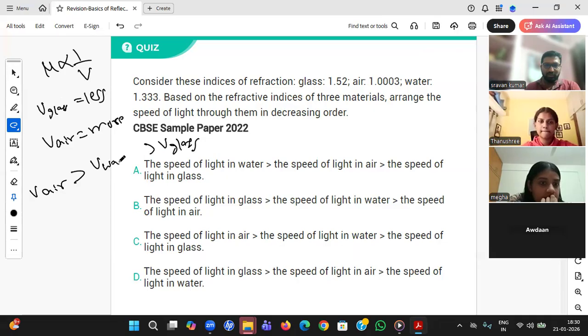What is so tough in here? You all have given the wrong answer. C is the right answer.